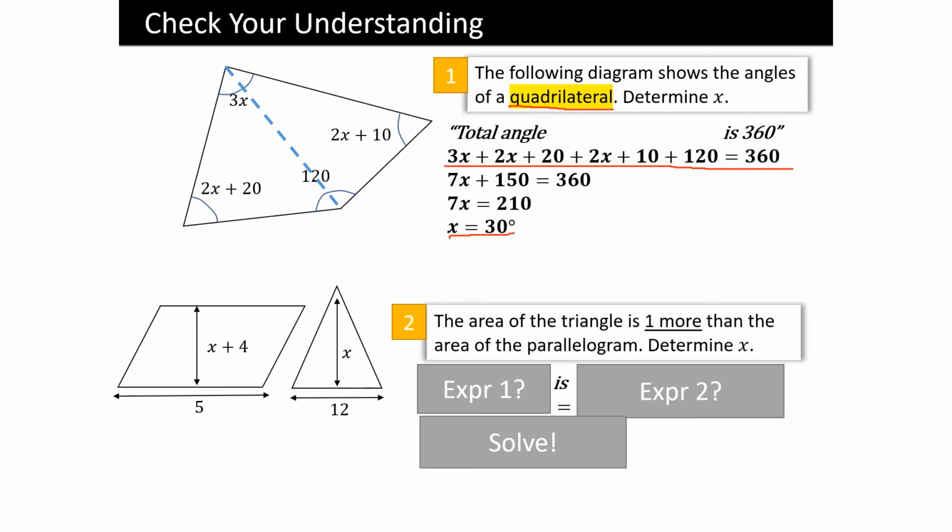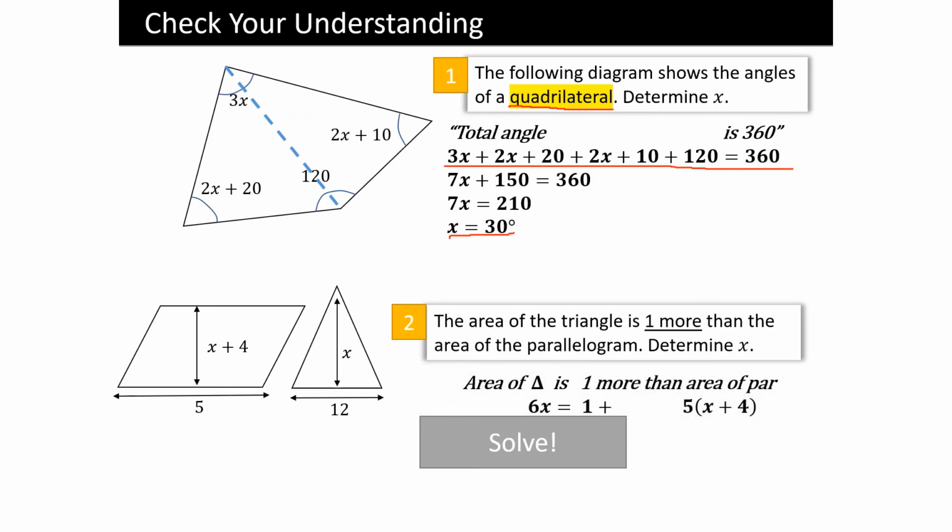The area of the triangle is 1 more than the area of the parallelogram. Determine x. Now the parallelogram we have here looks similar to a rectangle. A parallelogram is a type of quadrilateral, a four-sided figure. The formula for the area of a rectangle is also the formula for the area of our parallelogram. So in this case, we know that the area of the triangle is 1 more than the area of the parallelogram.